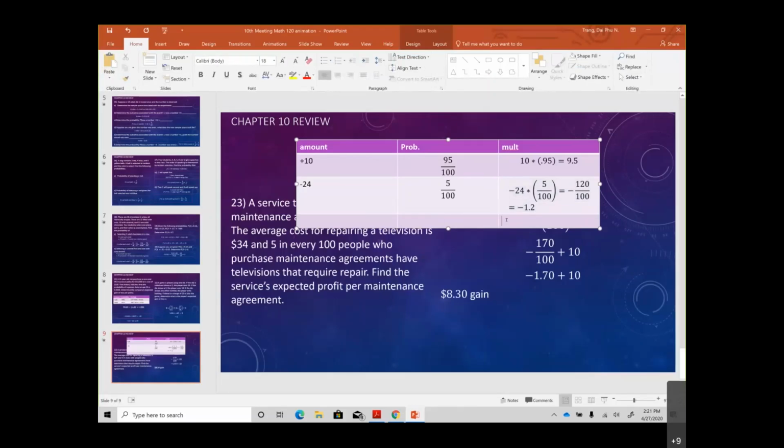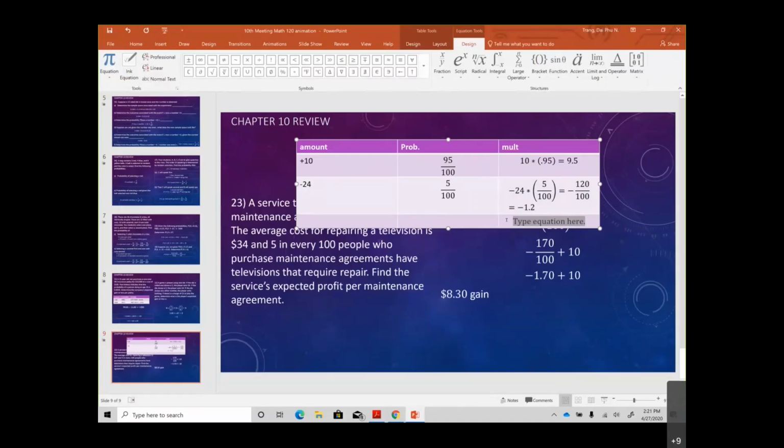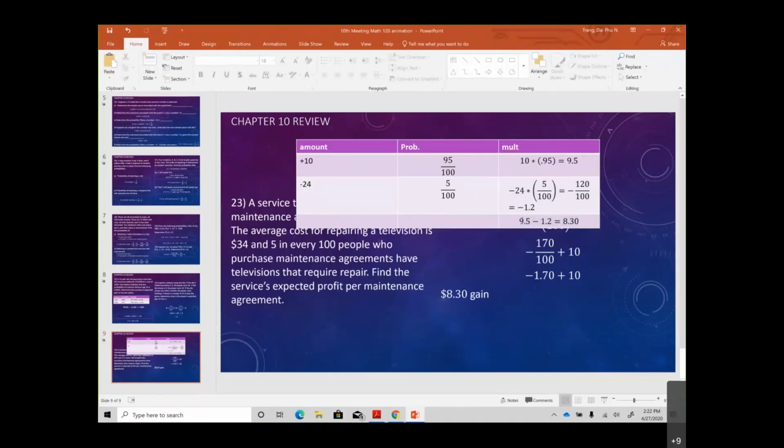So again, to finish this up, to find the expected value, we have 9.5 minus the 1.2, which gives us the same number, right? So that's the same number we have here: 9.5 minus 1.2 will give you 8.3, right? So again, my way is you have to deduct here. And because you deduct it here, you have to multiply each of the probabilities.